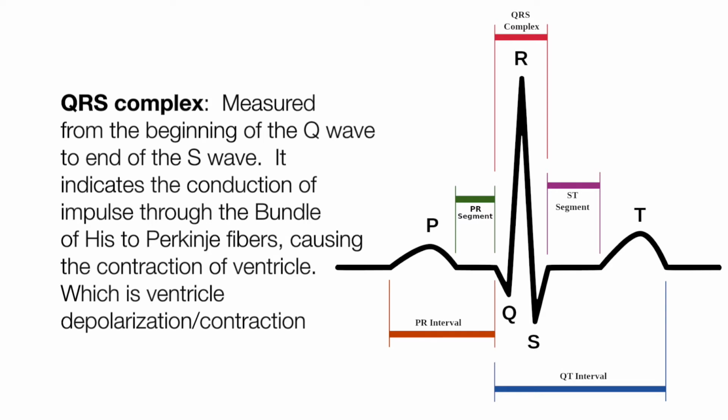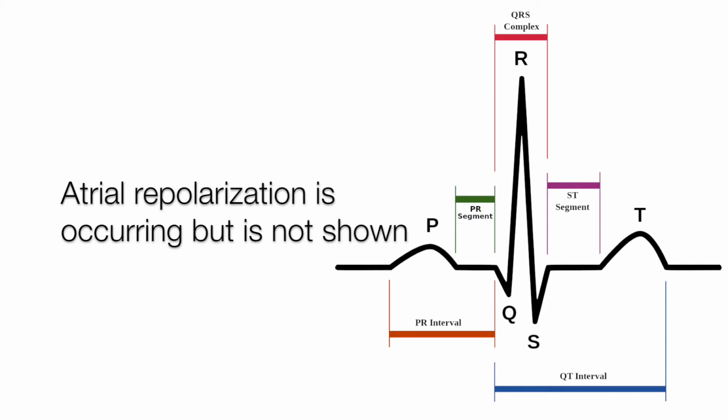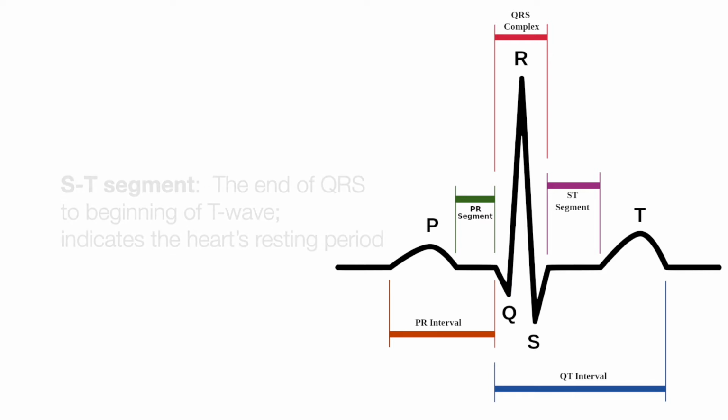The QRS complex is measured from the beginning of the Q wave to the end of the S wave. It indicates the conduction of impulse through the bundle of His to Purkinje fibers, causing the contraction of ventricles, which is ventricle depolarization or contraction. Atrial repolarization or relaxation is also occurring. It just doesn't show up on our EKG as it's covered up by the QRS complex.